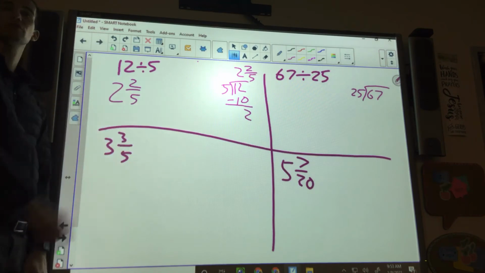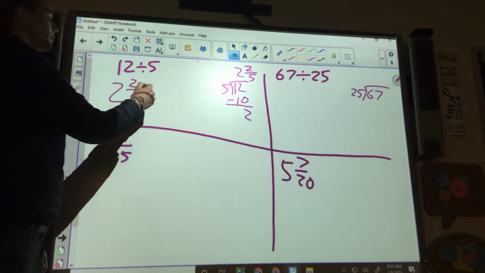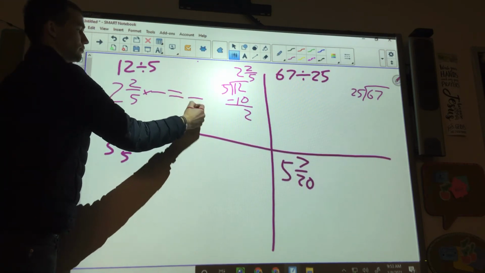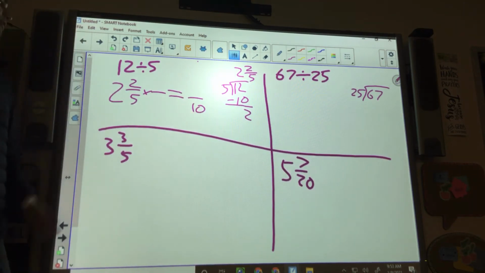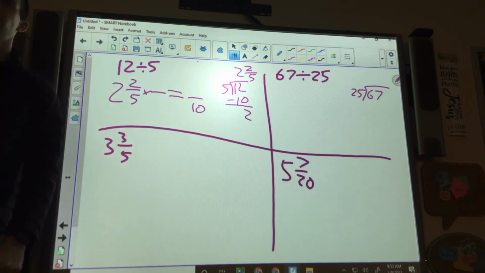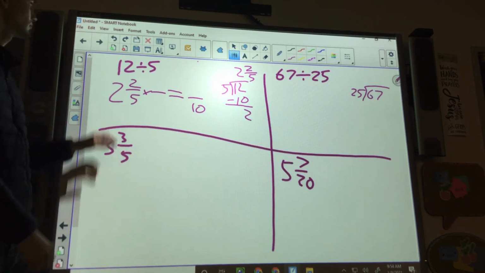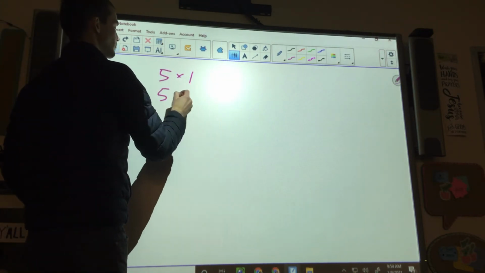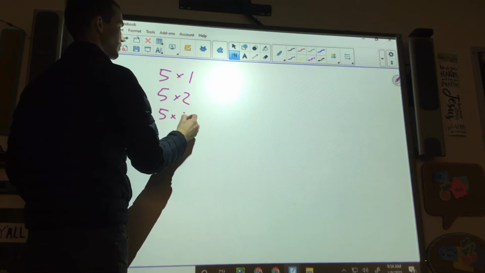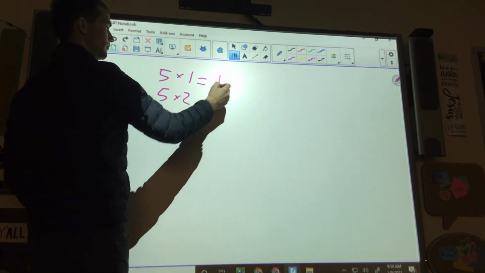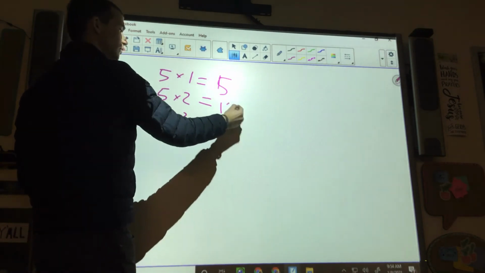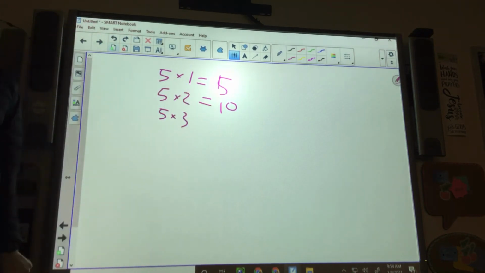So 2 and 2/5. We need this to be multiplied by something so that it gets over 10 or 100. Can you multiply 5 by something to get 10? No? Sorry, this is 5. 5 times 2 is? 10. I thought you just told me I couldn't multiply 5 by something to get 10.